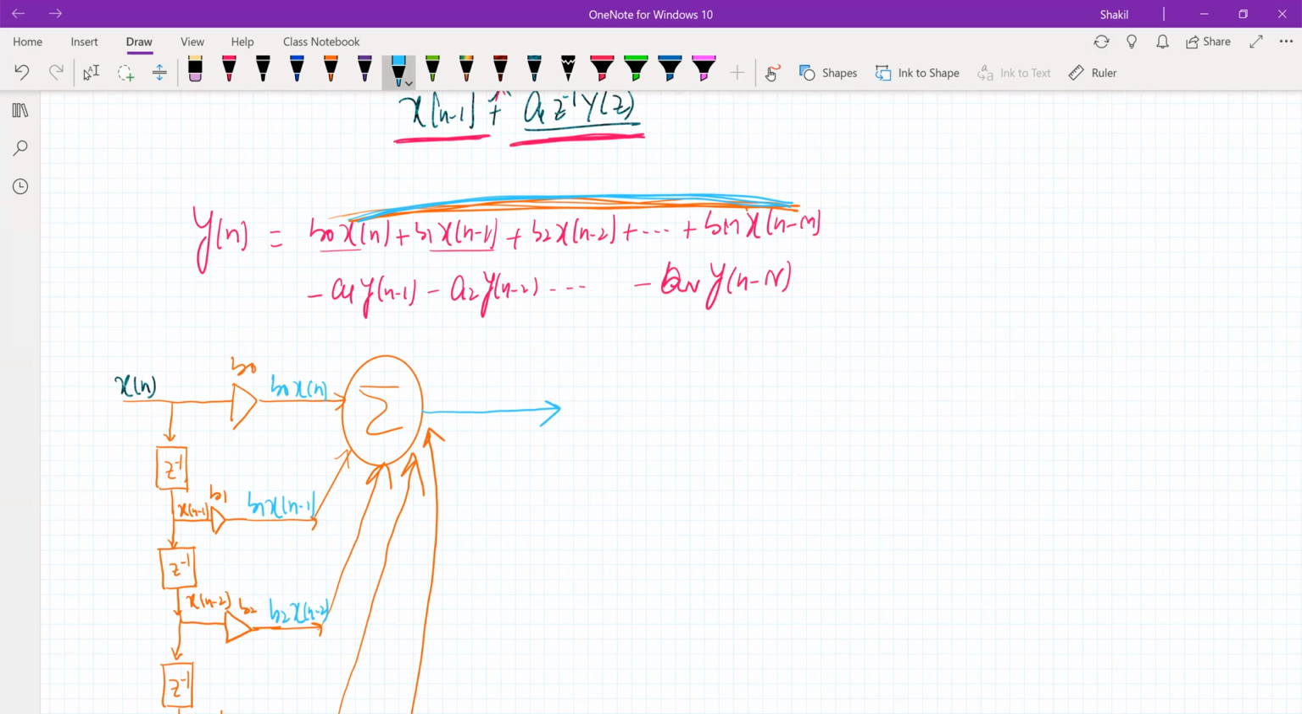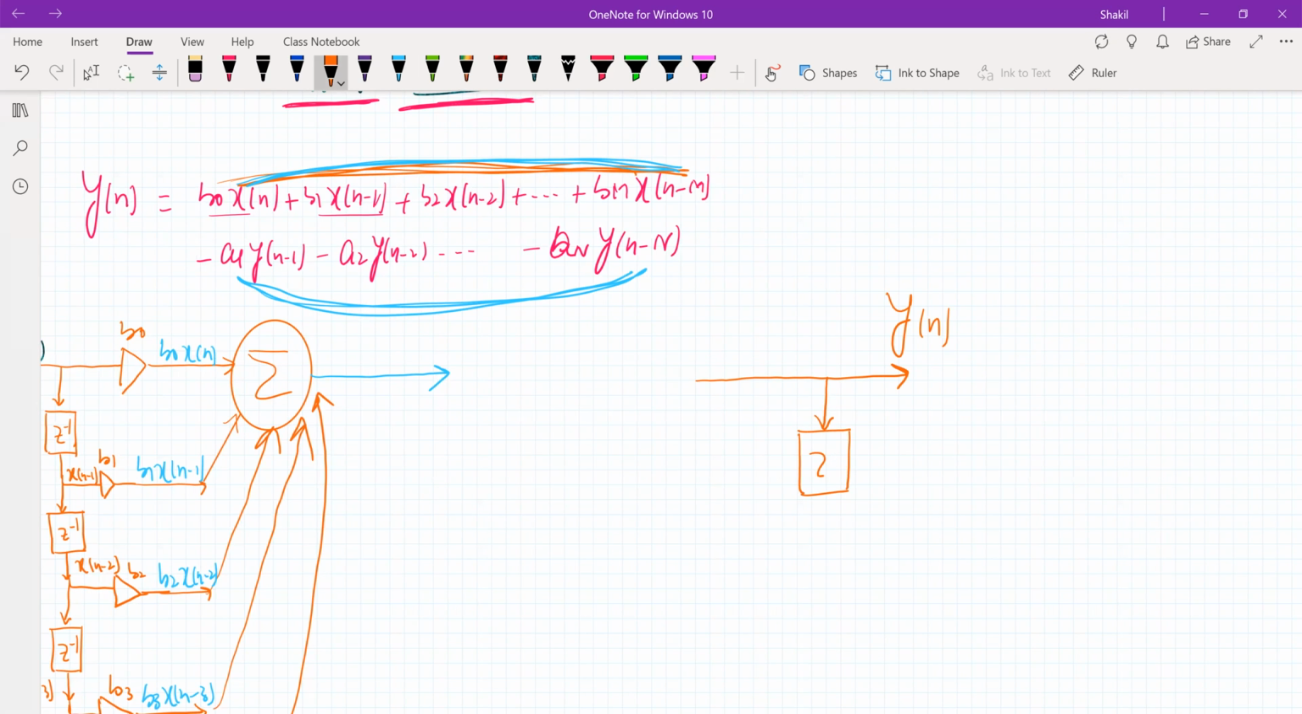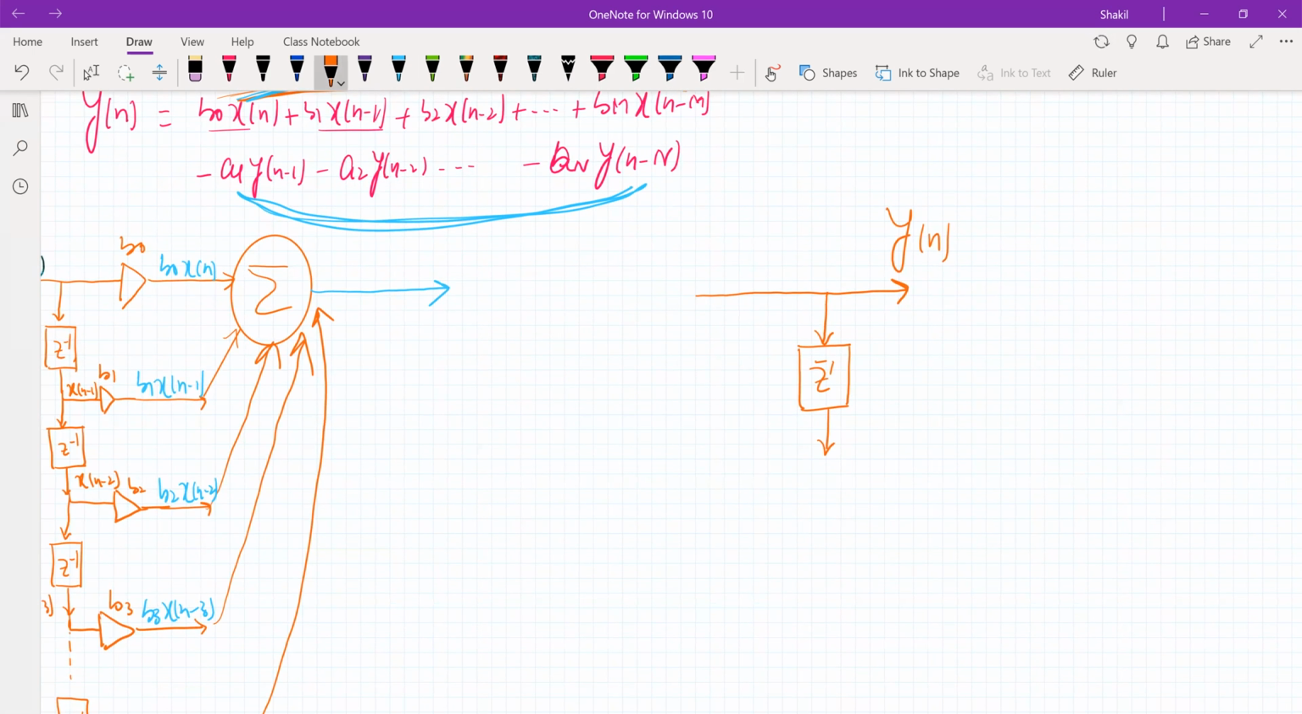Now I will realize this part separately. First, let me assume that I have here y of n. So what I'm going to do is delay. If I delay what I have here, this will be z inverse. Z inverse means here I have y of n minus 1. Then I'm going to pass this through a multiplier whose multiplying value is minus a1.